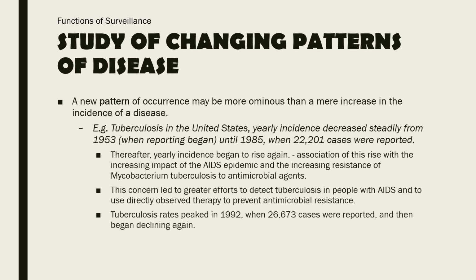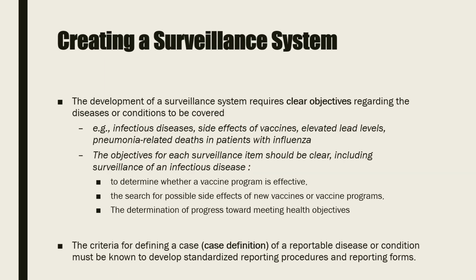So a new pattern of occurrence may be more ominous than a mere increase in the incidence of a disease. For example, tuberculosis in the US, incidence decreased steadily from 1953. However, yearly incidence began to rise again. This was associated with the increasing impact of the AIDS epidemic and the increased resistance of the bacteria to antimicrobial agents. This concern led to greater efforts to detect TB in people with AIDS and to use directly observed therapy to prevent antimicrobial resistance. TB rates peaked in 1992 when 26,000 cases were reported and then began declining again.